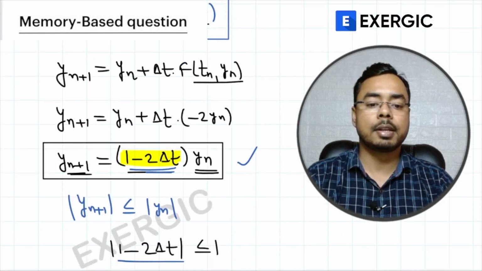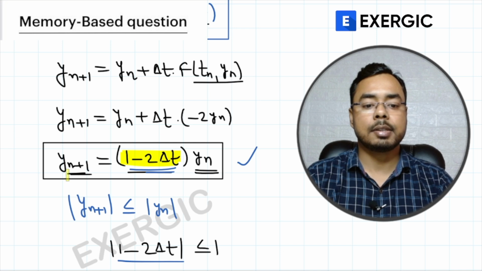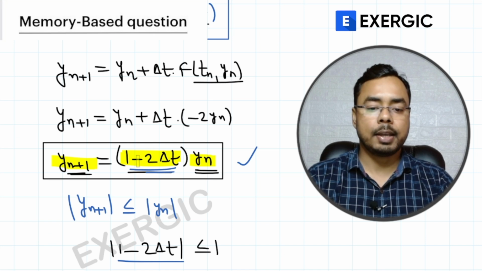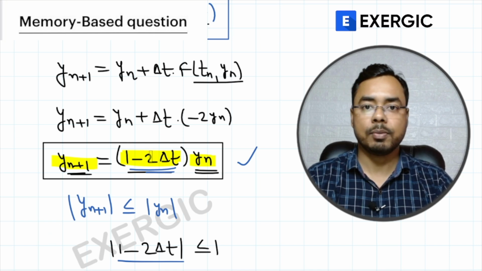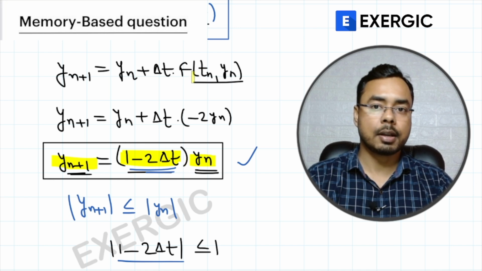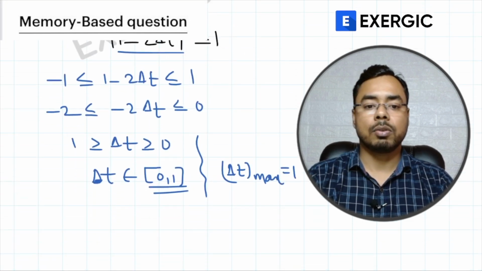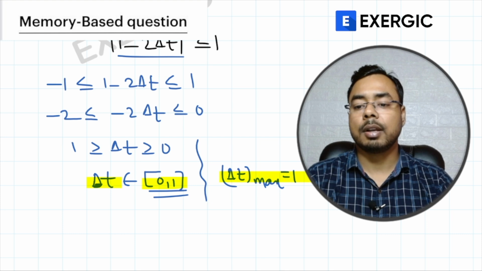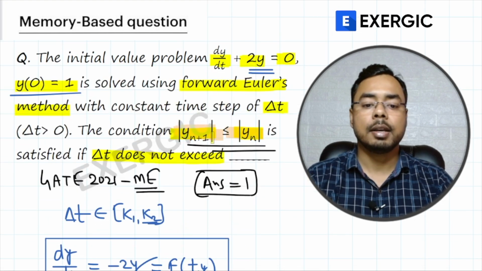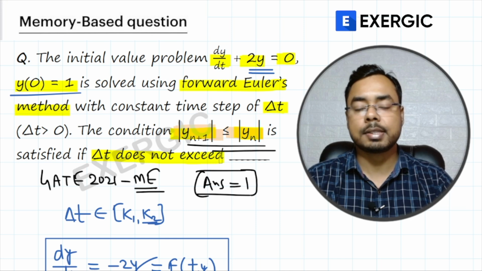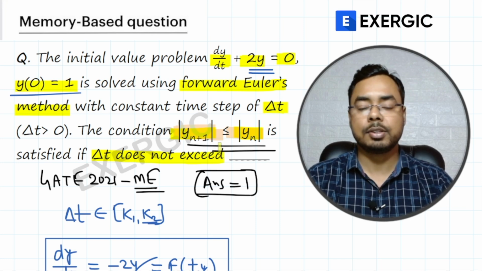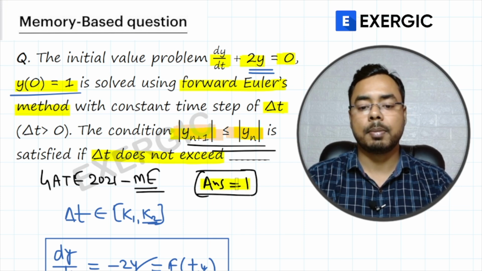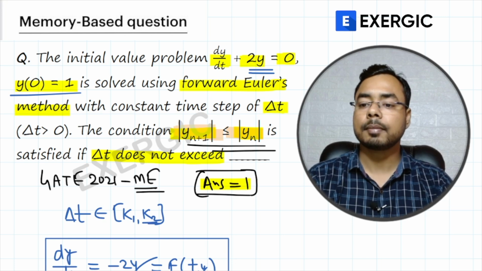Once you have obtained this relation, y_{n+1} is this expression multiplied by y_n, then from here you can easily identify that if this quantity is less than 1, then the system will be stable and that condition will be satisfied. Just solve this inequality; the range of delta t is from 0 to 1, and therefore the maximum value is 1. You can see that it is given that this is satisfied if delta t does not exceed that. So if delta t is between 0 and 1, then this inequality will be satisfied. So the maximum value of delta t is plus 1. So this was our fifth problem.